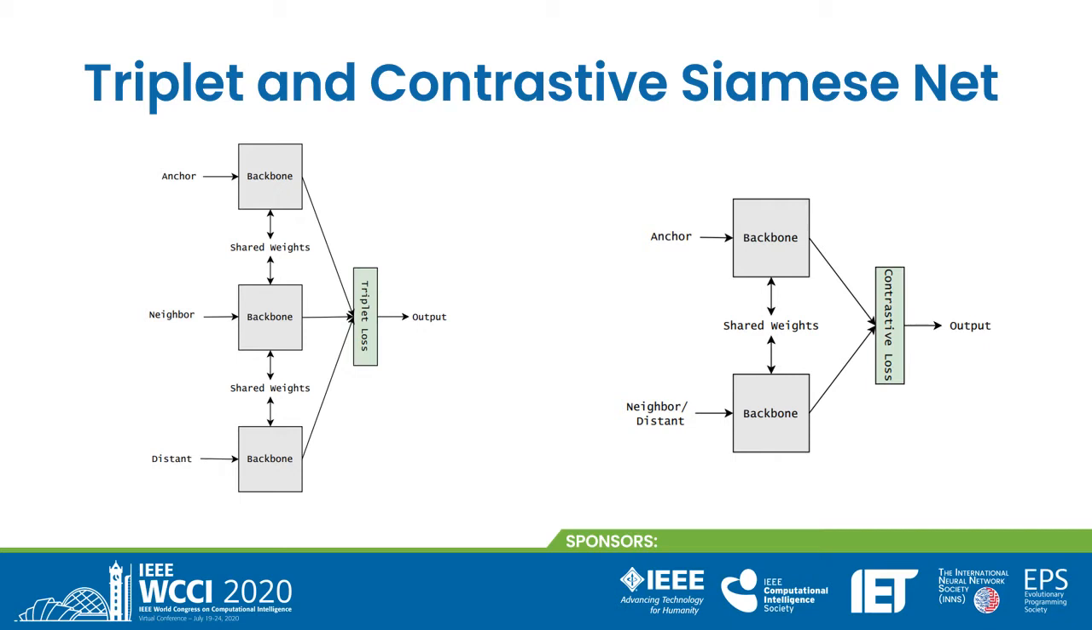So the samples of each class fall close to one another, but the samples of different classes fall away. In contrastive loss, we consider the pairs of either anchor and neighbor or anchor and distant. The pair of anchor and neighbor should be pulled together, but the pair of anchor and distant should be pulled away from each other.